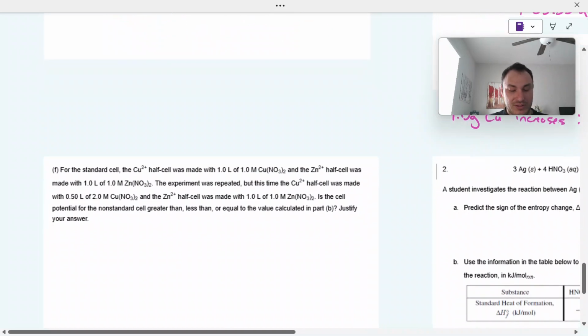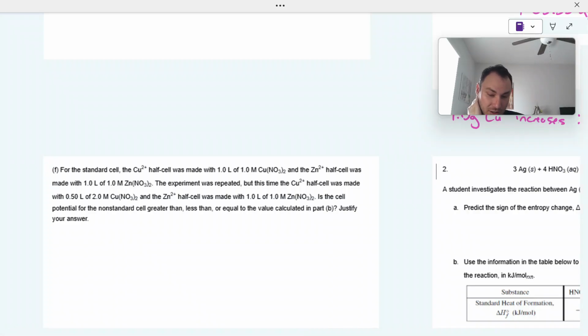All right, moving on. For the standard cell, the copper 2 plus half cell was made with 1 liter, 1 molar copper 2 nitrate. The zinc half cell was made with 1 liter, 1 molar zinc 2 nitrate, pretty standard. The experiment was repeated, but this time the copper half cell was made with 0.5 liters of 2 molar, and the zinc half cell was made with 1 liter, 1 molar. So the zinc half cell is not changing. The copper half cell is going down by a factor of 2 in the volume, but it's increasing by 2 in its molarity. Ultimately, that means the exact same moles of copper.